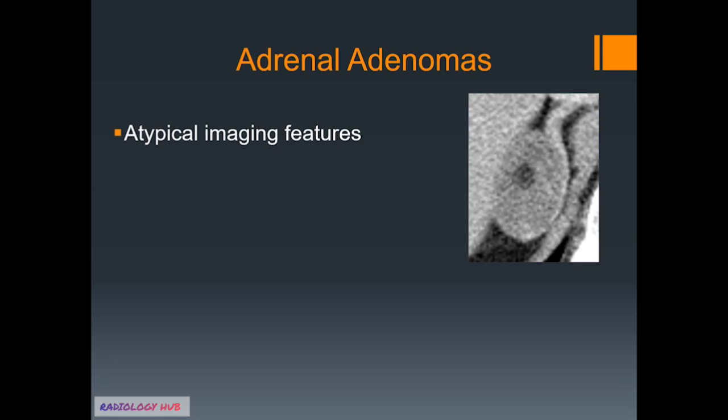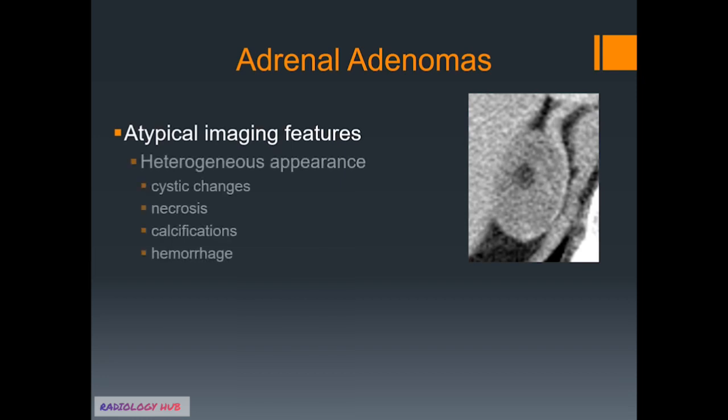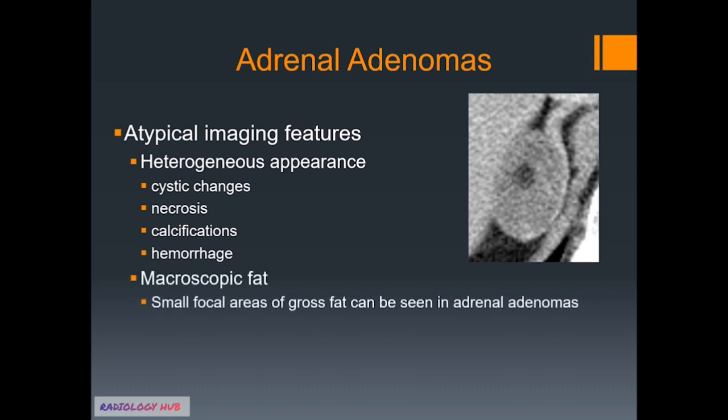So let's discuss some atypical imaging features of adrenal adenomas. Rarely, they can have a heterogeneous appearance, including cystic changes, necrosis, calcifications, or hemorrhage. This occurs in larger lesions. Rarely, they can also have small foci of macroscopic fat. We will discuss this in detail in a little bit.